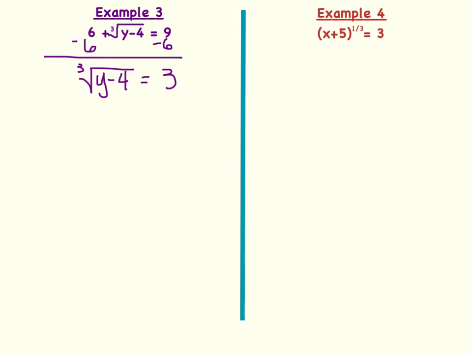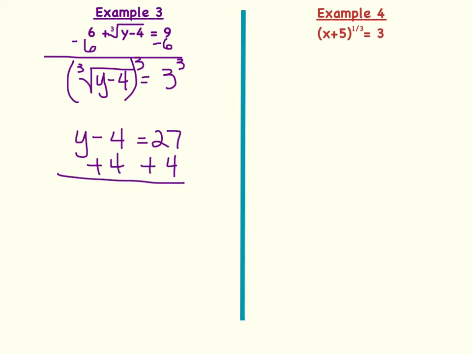Now step number 2 says that I need to undo that cube root. I need to apply the inverse operation to both sides, and in this case I have the cube root, so I'm going to undo that by cubing it. So that means I've done it to the left side, and I also have to do it to the right side. Now that I've done that, the cube root of y minus 4 cubed is simply y minus 4. And 3 to the third power is 27. Now I'm one step away from solving for y. I just need to add 4 to both sides of the equation, and y equals 31.